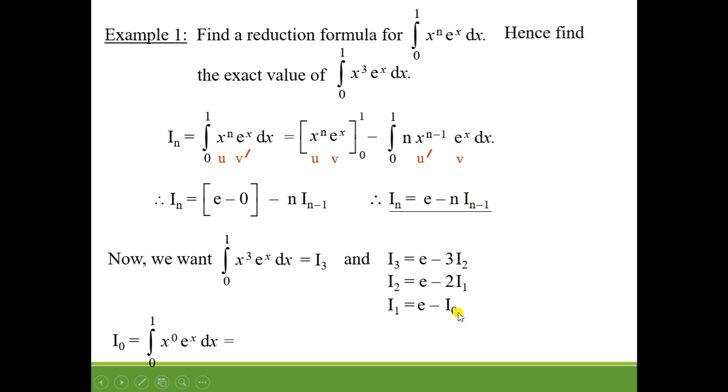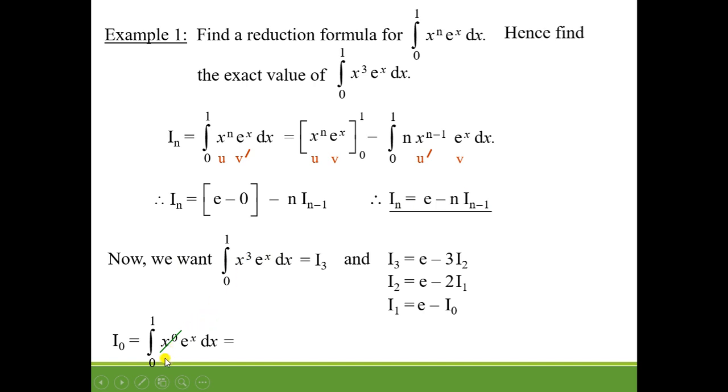Again, I0 we don't know. So how do we calculate I0? I0 we will take from the original function. Don't calculate from this, because here if we put n equal to 0, you will get I0 minus 1, that is I minus 1, and we can't calculate the value of this I minus 1. So take the value of I0 from the original function.